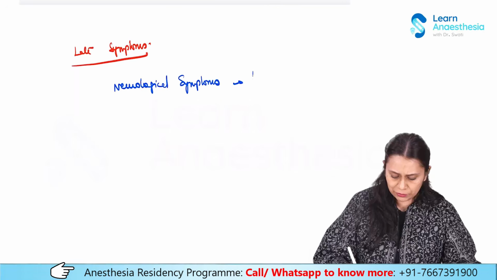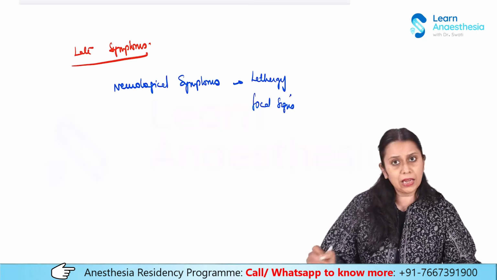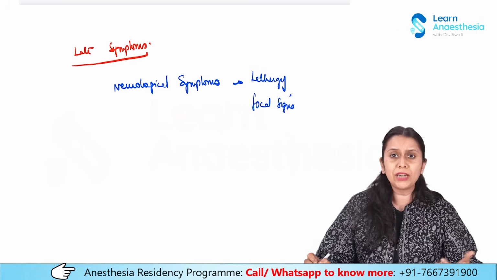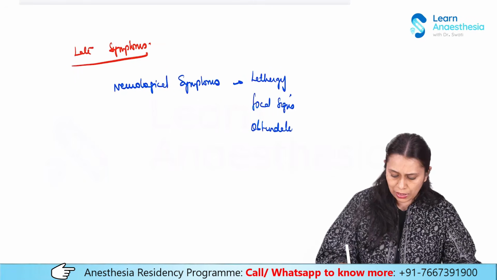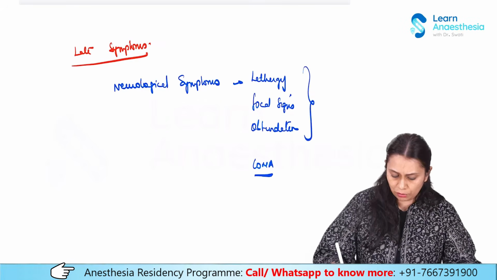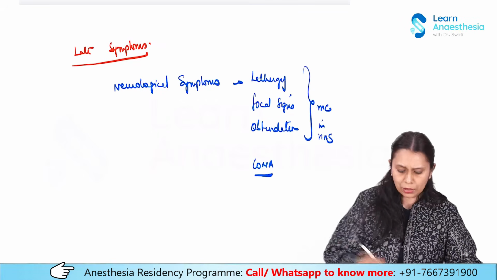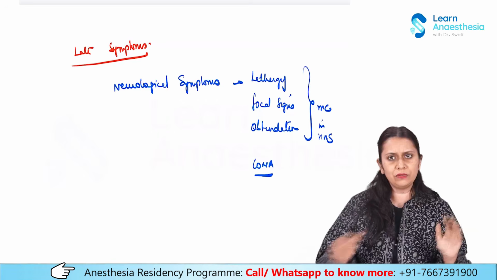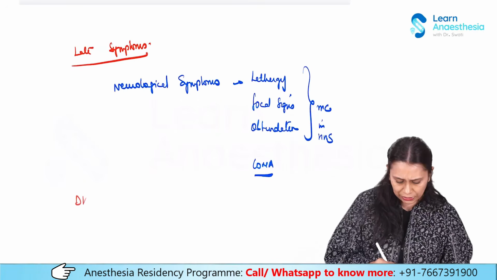So, neurological symptoms, lethargy. Now, focal signs can be there. This is more commonly seen in hyperosmolar hyperglycemic state, and obtundation may lead to coma, and this is more commonly seen in hyperosmolar hyperglycemic state. Now, there are some cardinal features which are specifically seen in one of these conditions, diabetic ketoacidosis.